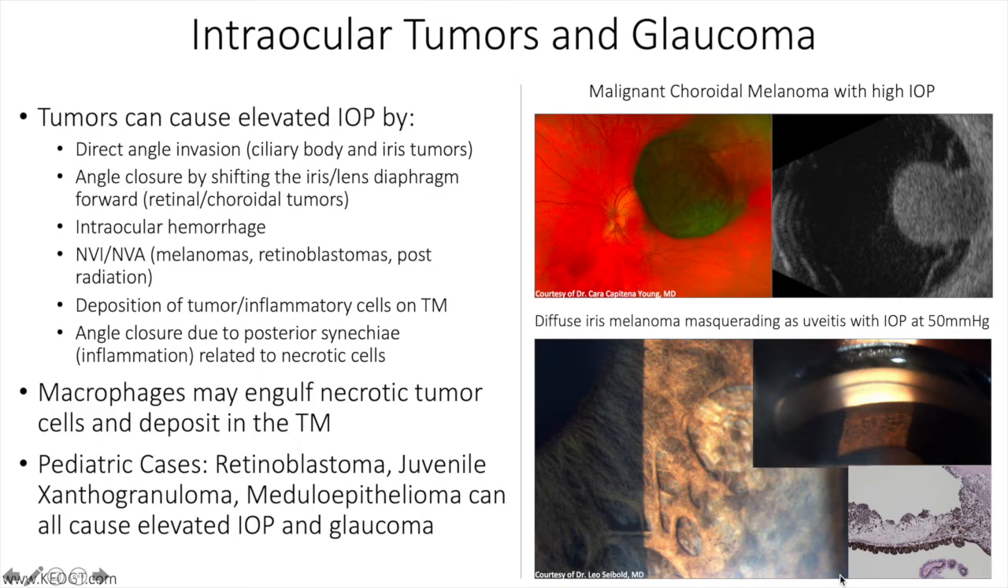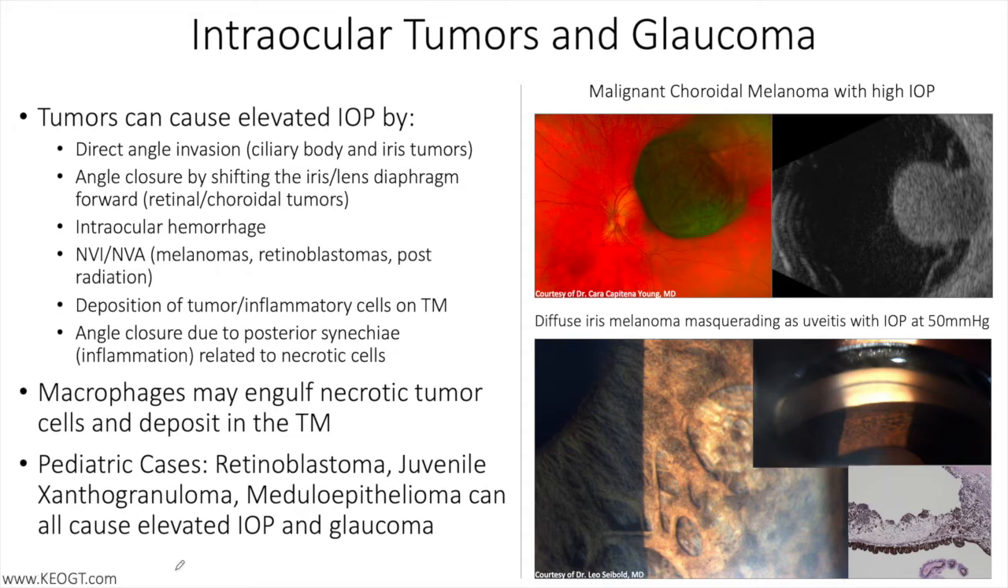Deposition of tumor or inflammatory cells on the trabecular meshwork is another cause. Angle closure due to posterior synechia with inflammation related to necrotic cells. Steroid-related glaucoma when periocular, topical, and or intravitreal anti-inflammatories are needed post-radiation and inflammation. And then anti-VEGF agents are related to elevation in IOP, which is well documented with these agents.